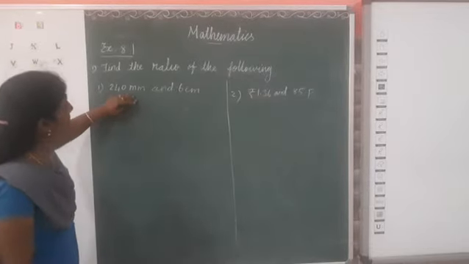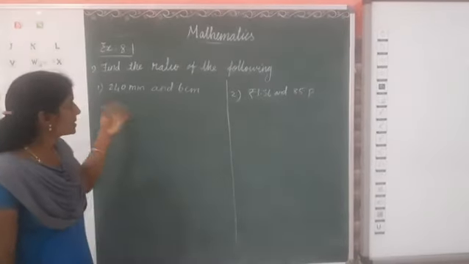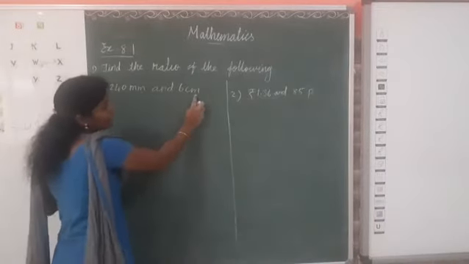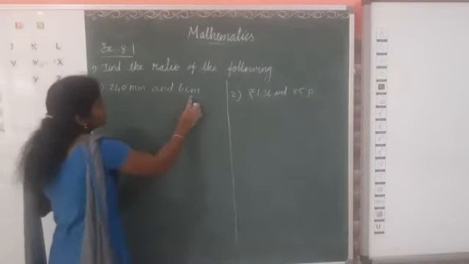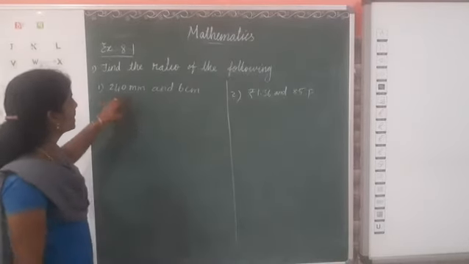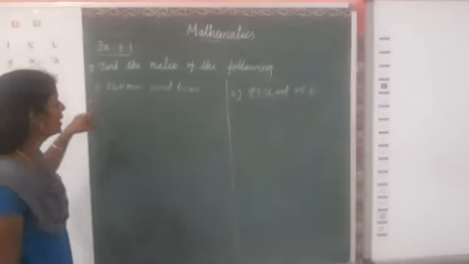Now listen here, this is millimeter, this is centimeter, different units. Now we can express them in the same units. Here we can change this centimeter into millimeter, otherwise convert millimeter into centimeter. Okay.